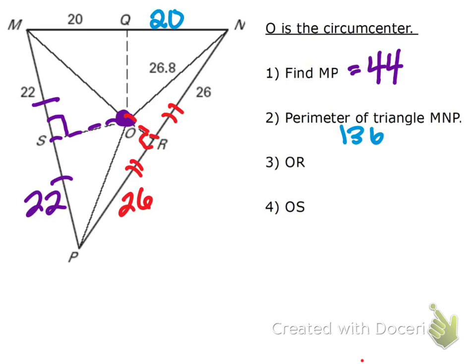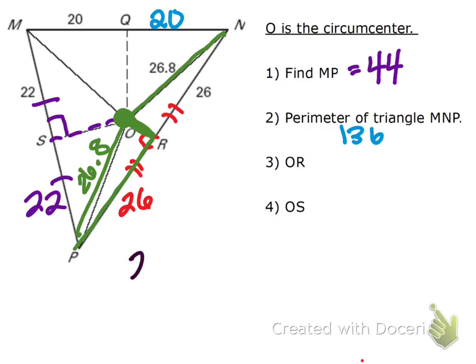Okay, now it wants me to find OR. So that's this little piece right here. Let's think about what we now know. We do know that this side is 26. Remember, we also know that this circumcenter is equal distance to each vertex. So if this piece right here is 26.8, so is this piece. So this, my hypotenuse in this case, would be 26.8. And so I would have to find OR.